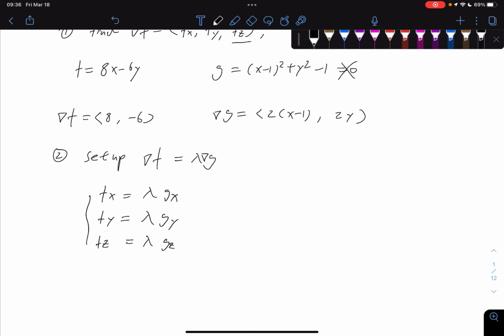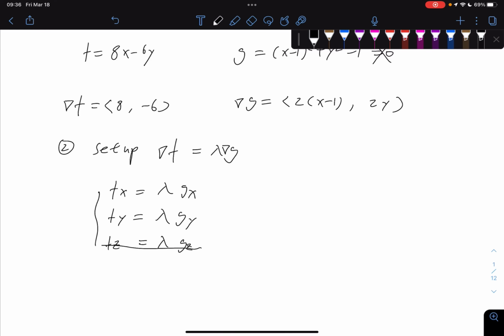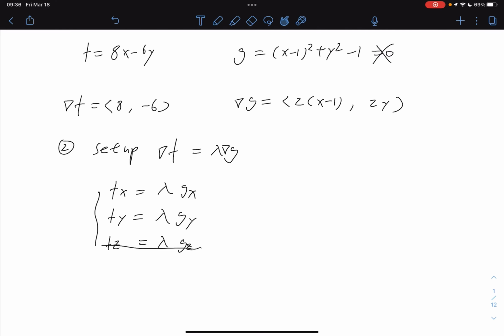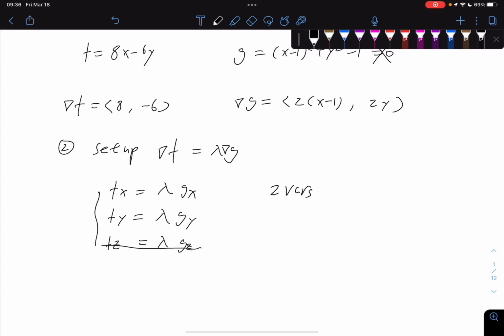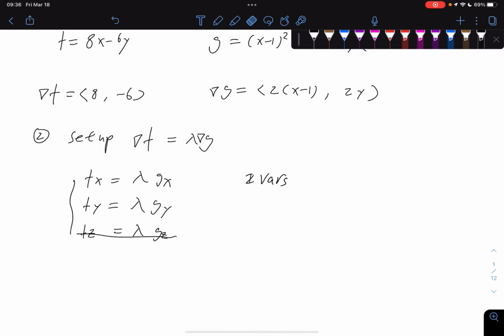So let's say, and then in this case, again, we don't have the z component because, again, it's a two-variable function. If you look at these two equations, f and g are functions of x and y, so that's two variables, right? But do we know the value of lambda? No, we don't. So we have three unknowns, but we only have two equations. This is a problem, this means we have more unknowns than we have equations. We cannot solve this system of equations. What are we going to do?